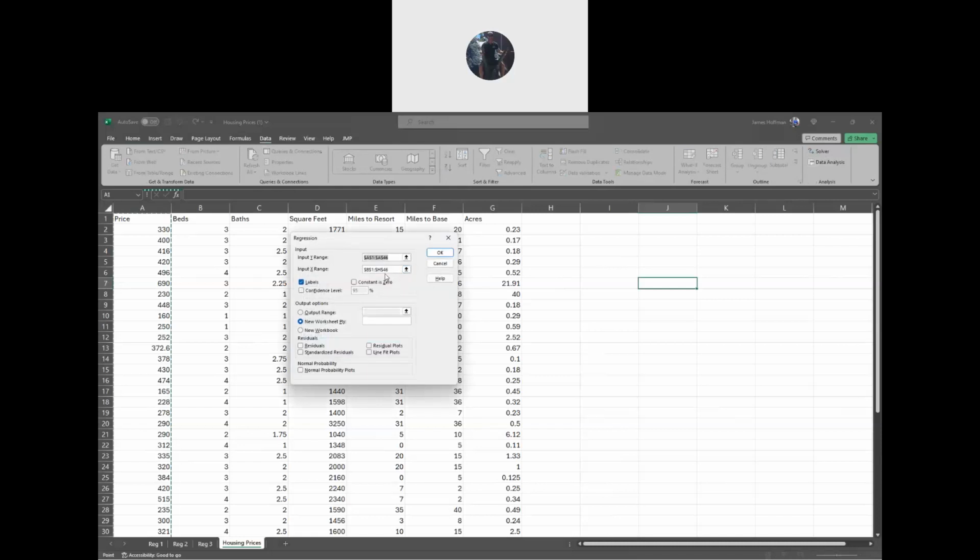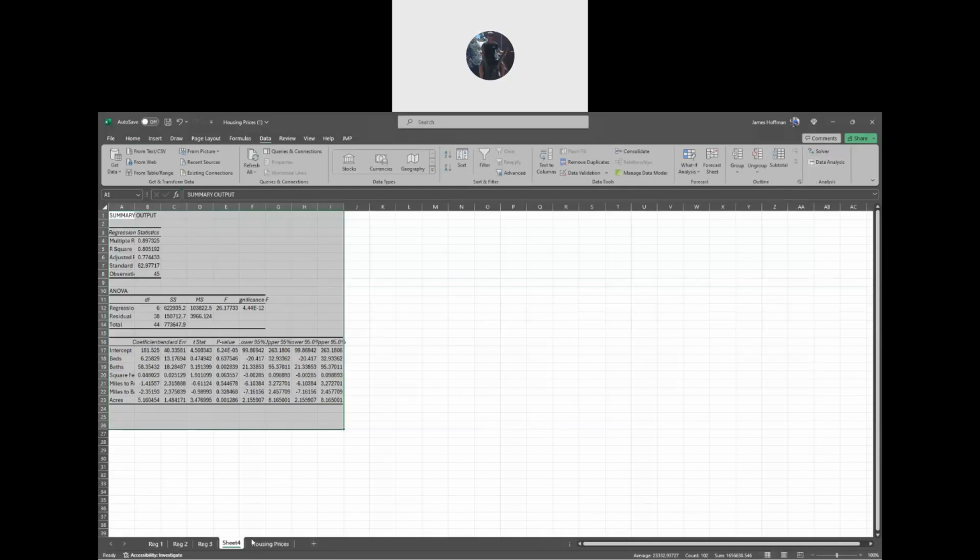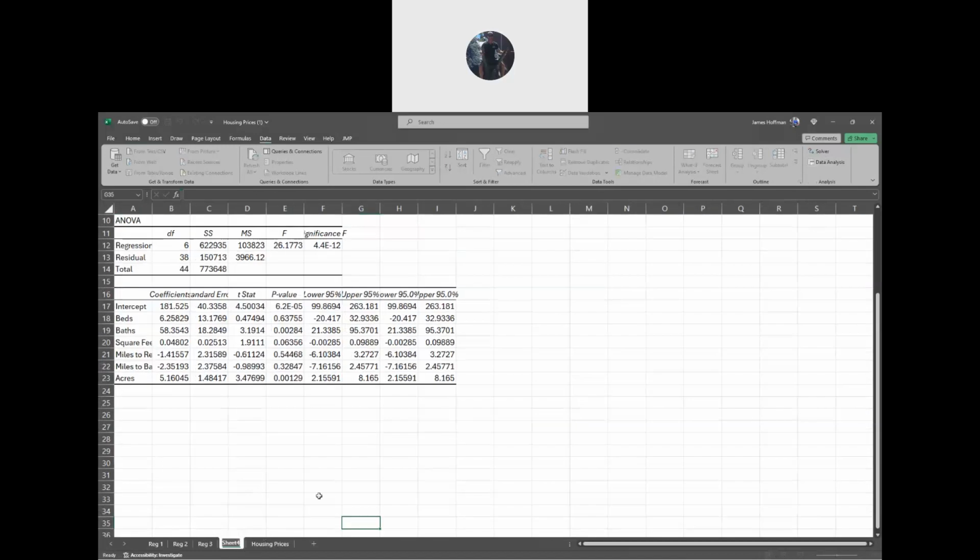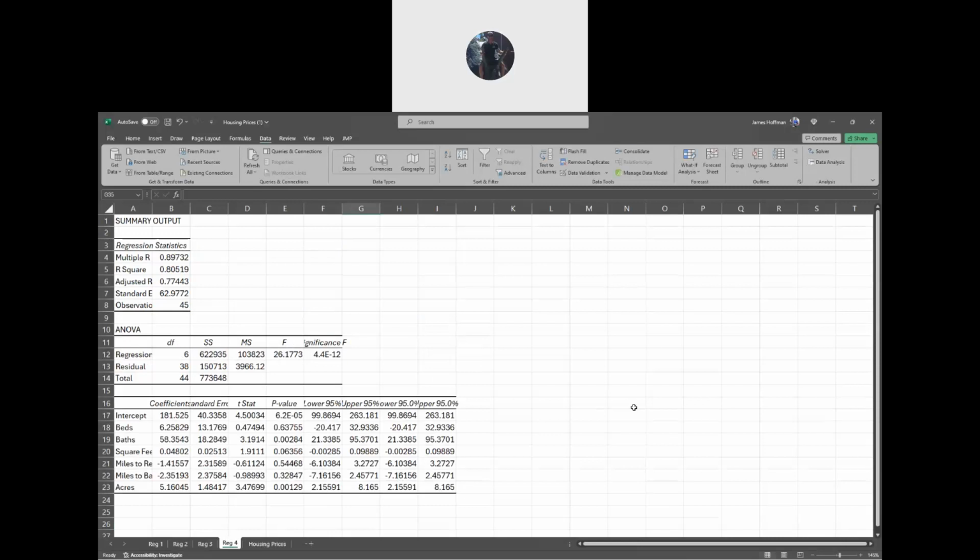Okay, now it's B1 to G46, A1 to A46, B1 to G46. Okay, this is reg 4. Okay, let's look at our T-stats.